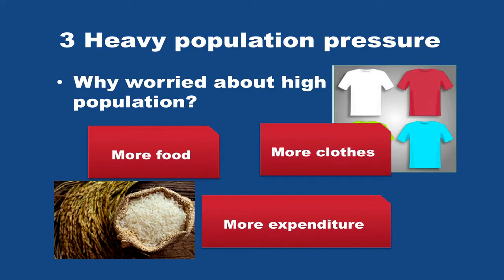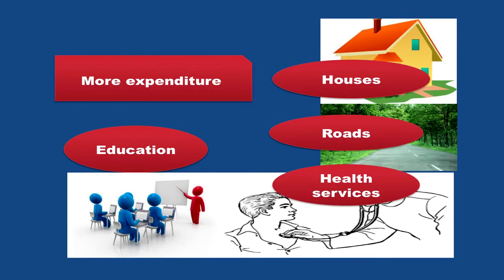Because if there is more population, we require more food, more clothes and we need more income because our expenditure also increases very highly. We need to construct more houses. We need to construct more roads. We will have to construct more schools. We will have to construct more hospitals for providing health services.